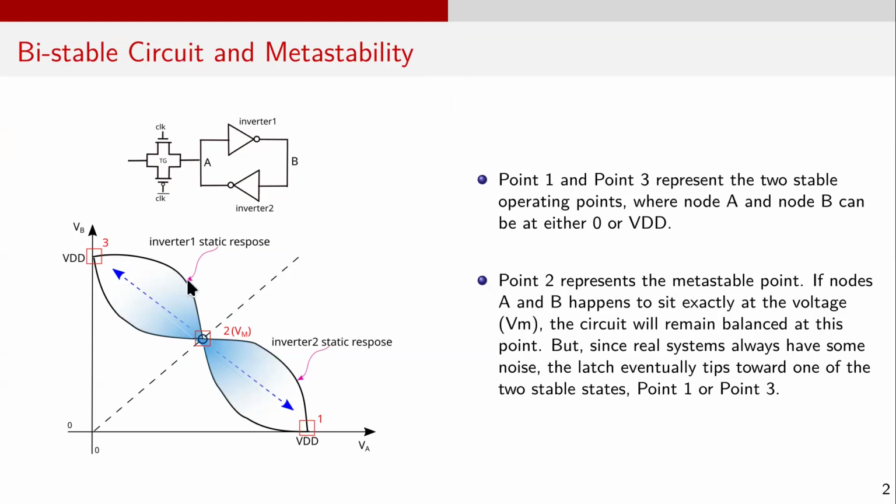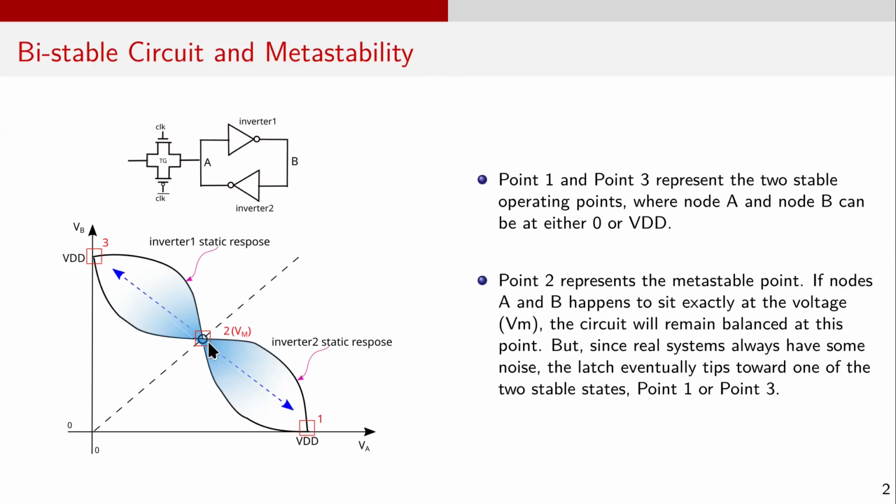If we look at the transfer curve of this circuit, essentially the voltage transfer characteristic of the two connected inverters, where this is inverter 1 static response and this is inverter 2 static response, we will notice three important operating points, point 1, point 2, and point 3. Point 1 and 3 are two stable operating points, where the latch settles at stable states, either logic 0 or VDD. Point 2 in the figure is the metastable point with voltage Vm.